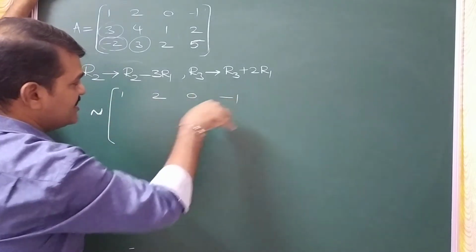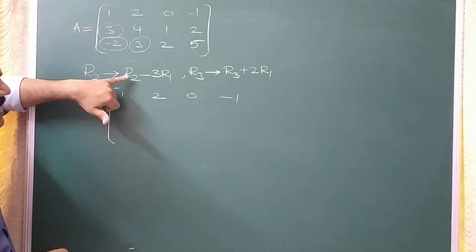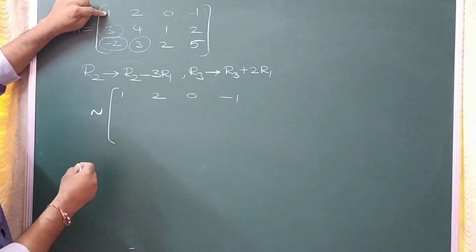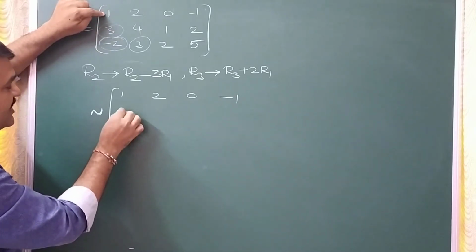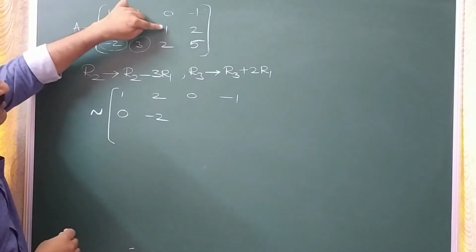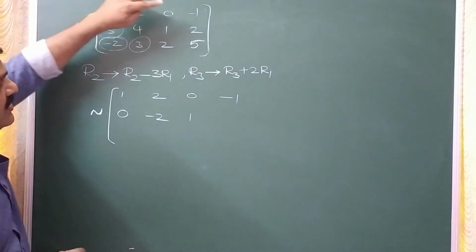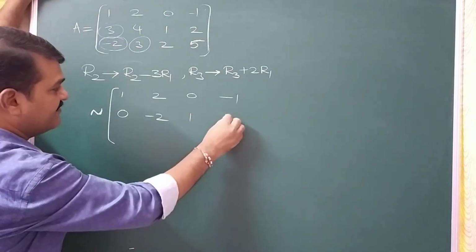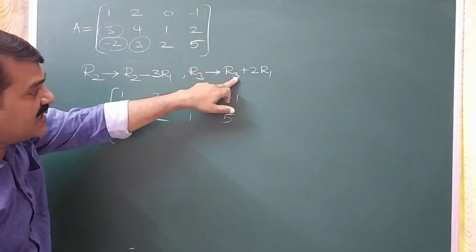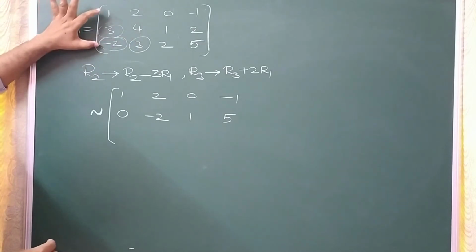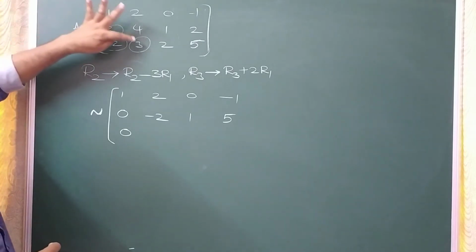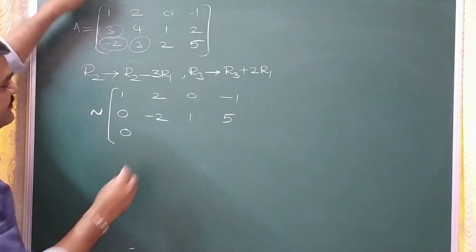The first row is not changing. Second row, R2 minus 3R1. So second row minus 3 into first row. 3 minus 3, 0. 4 minus 6, so minus 2. 1 minus 0, 1. 2 plus 3, so 5. This is R2 minus 3R1. Now come to this one, R3 plus 2R1. Minus 2 plus 2, you will get 0. R3 plus 2R1 means 3 plus 4, 7.